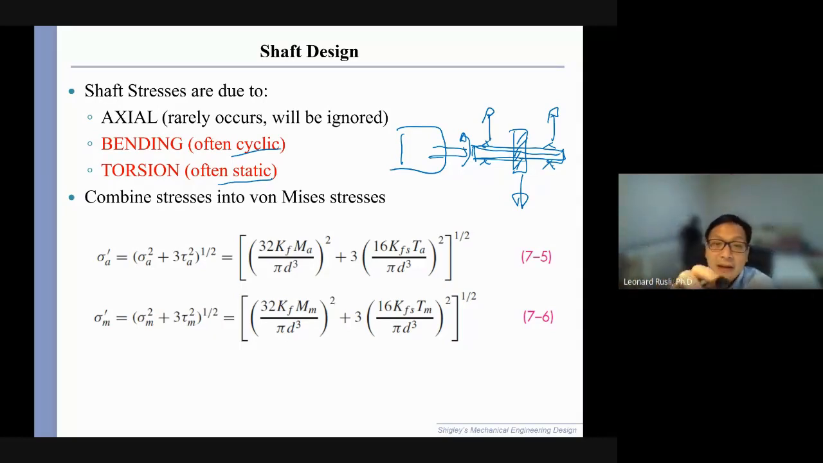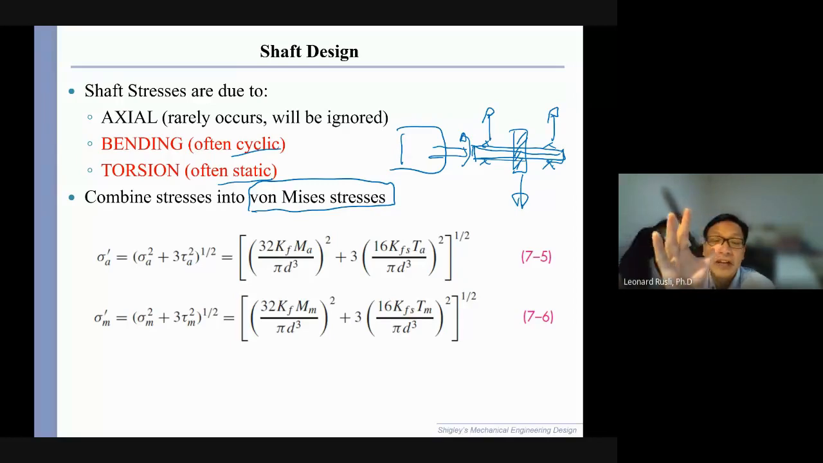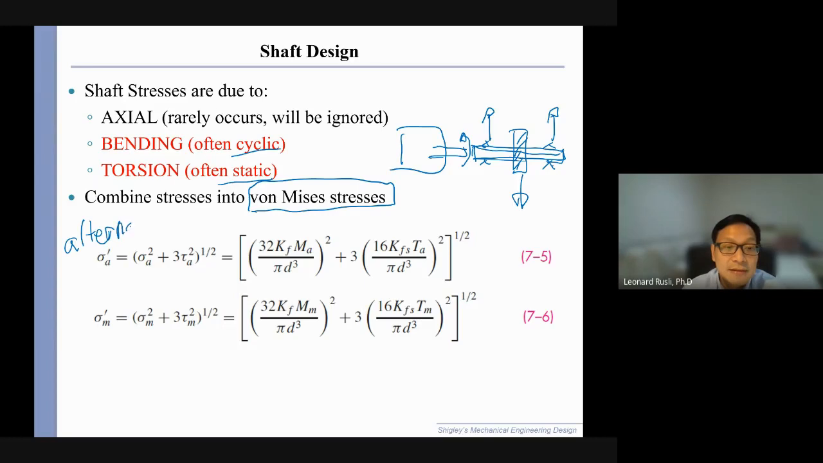So the way this influences our formula, this is called the von Mises stress. And again, because we skip some of this theoretical foundation, just take it as it is. The alternating stress is sigma A, and the mean stress is sigma M. Now, sigma M and sigma A go like this.